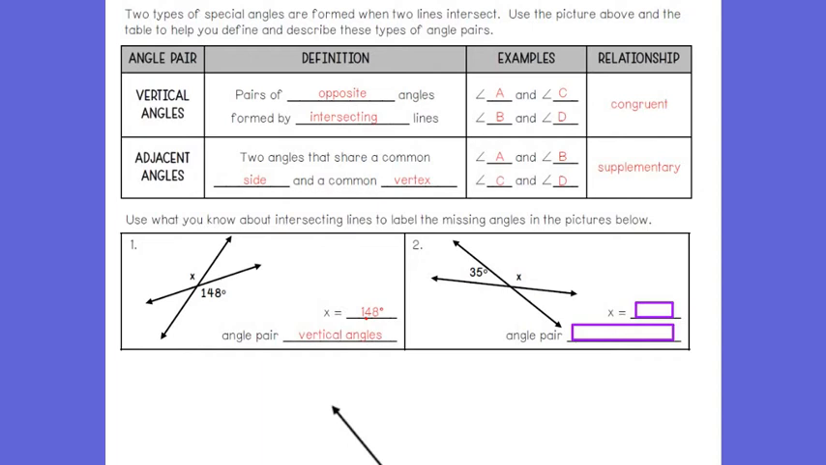Okay. What vocabulary word do you see on number 2? Adjacent. I also see something else. Supplementary. These 2 angles are forming a straight line, which means those 2 angles add up to how much? 180. 35 of it is already being used. So these are adjacent angles. How do I find what x is? 180 minus 35, and I get 145.